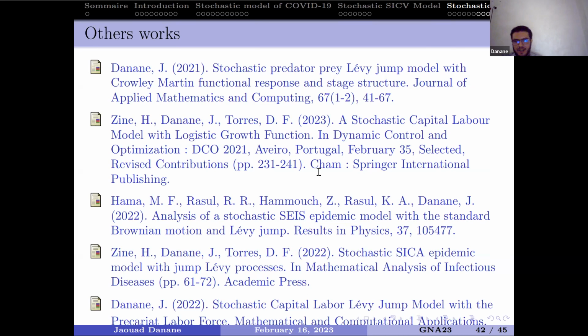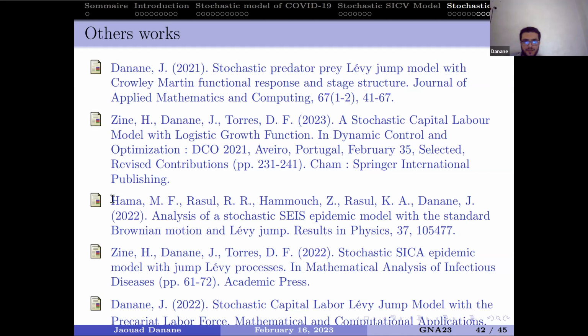And another interesting result is in collaboration with the University of Kurdistan, Iraq, with Hama Rasul and Rasul K.A., and Professor Zaki Hamouche of the University Moulay Ismail, and me. We carried out a study in 2022 analyzing a stochastic SVS epidemic model with standard Brownian motion and Lévy jump. We published this result in the journal Results in Physics.